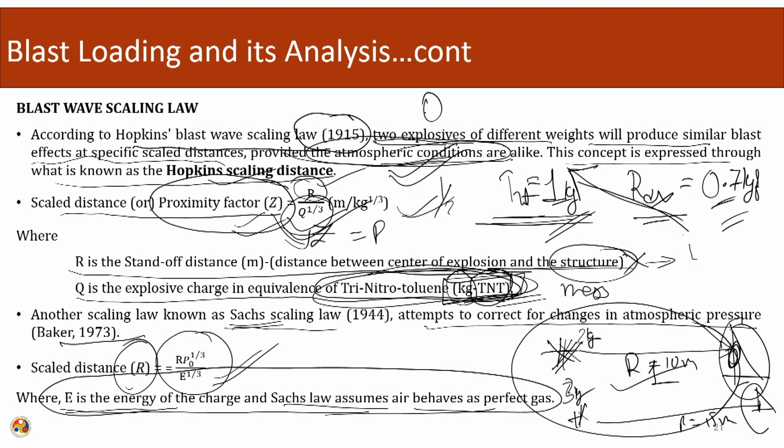The total weight will be a function of the density times the volume, and volume is normally expressed in meter cube. So if we take a cubic root, that is why the power 1/3 is used here. This is a way to relate the effect of different explosions kept at different distances and using different masses. If the effect is the same, everything can be related back using a proximity factor Z, and Sachs's law also accounts for the different atmospheric conditions.